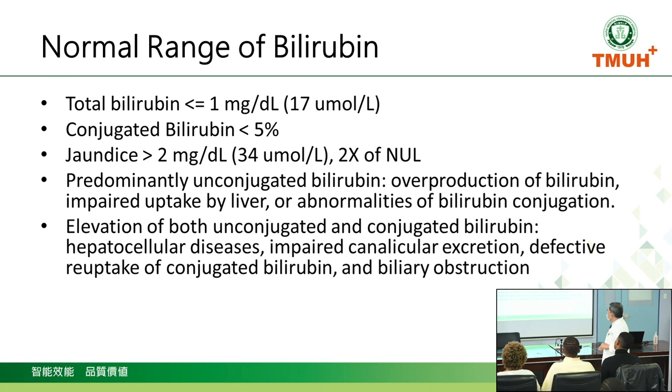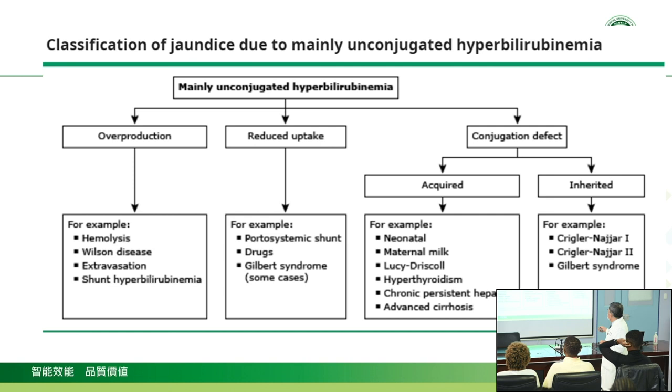Jaundice, predominantly unconjugated bilirubin: overproduction of bilirubin, impaired uptake by the liver, abnormality of bilirubin conjugation. Later I'll show you elevation of both unconjugated and conjugated bilirubin, in hepatocellular disease and obstruction. Classification of jaundice: mainly unconjugated hyperbilirubinemia due to overproduction, such as hemolysis. Others you can see are Wilson disease, congenital disease, some drugs, and acquired conjugation defects.